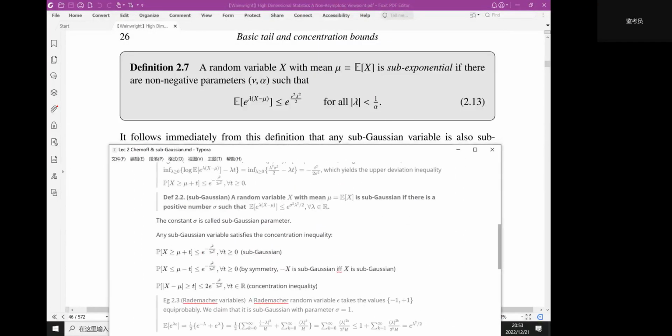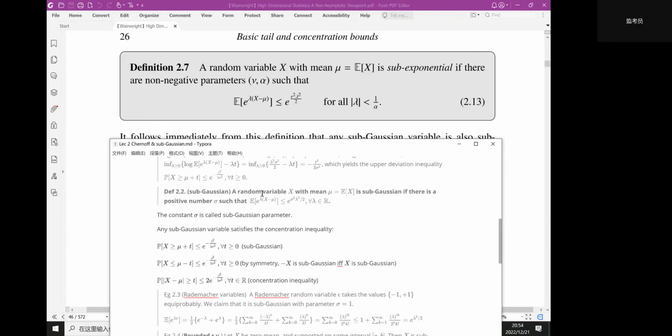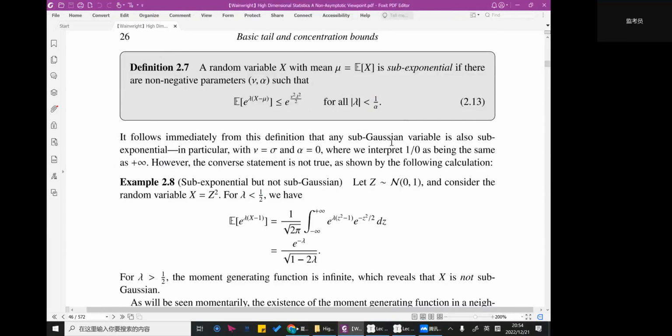If the random variable is sub-Gaussian, it says that for any lambda belonging to the real set R, this inequality should be satisfied. But for sub-exponential, lambda is not required to satisfy this inequality for all of R. Instead we give a non-negative parameter alpha such that when the absolute value of lambda is less than 1 over alpha, this is satisfied, and then we call the random variable x a sub-exponential variable.